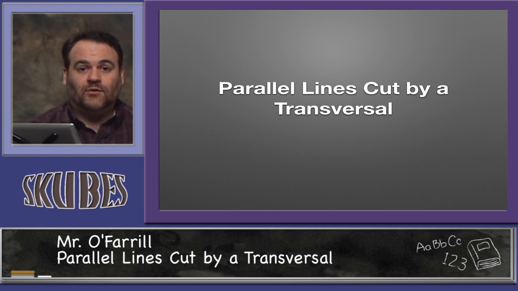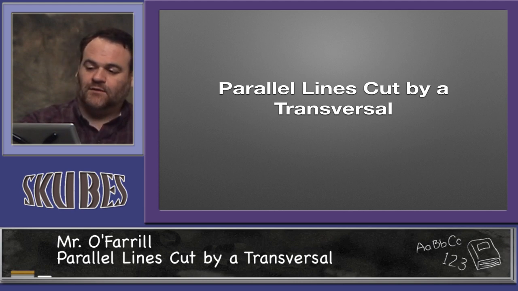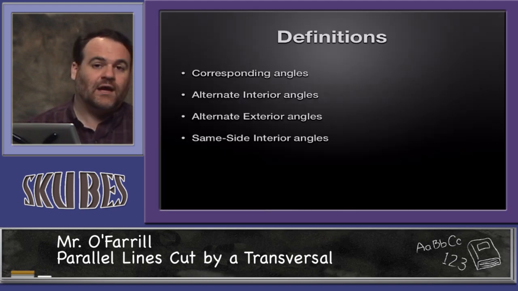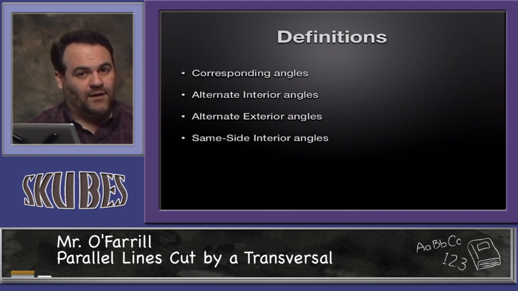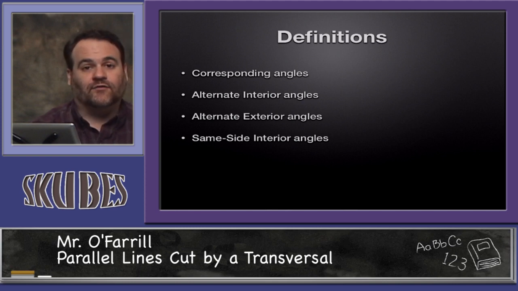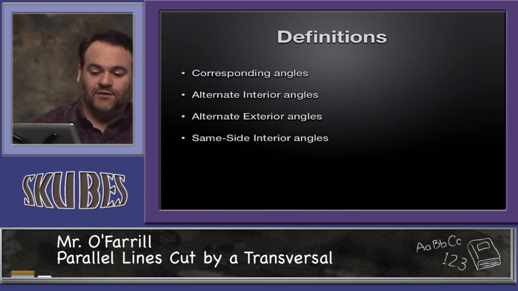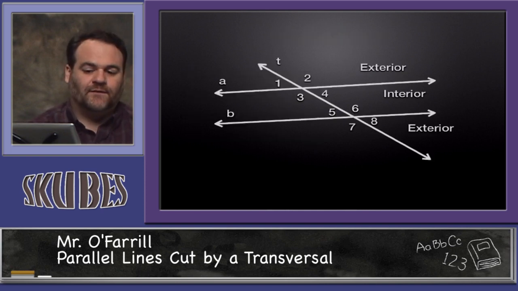In this video, we're going to be exploring what happens when two parallel lines are cut by a transversal. The four vocabulary terms that we're going to be looking at are corresponding angles, alternate interior angles, alternate exterior angles, and same side interior angles. And this is the graphic we'll be using.